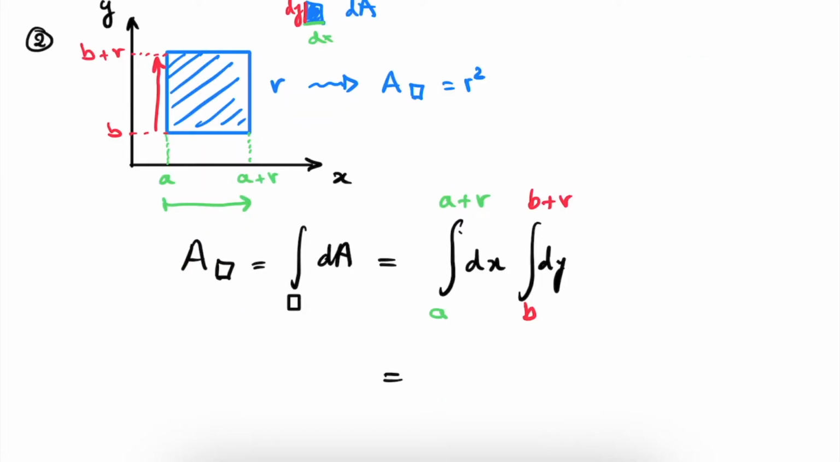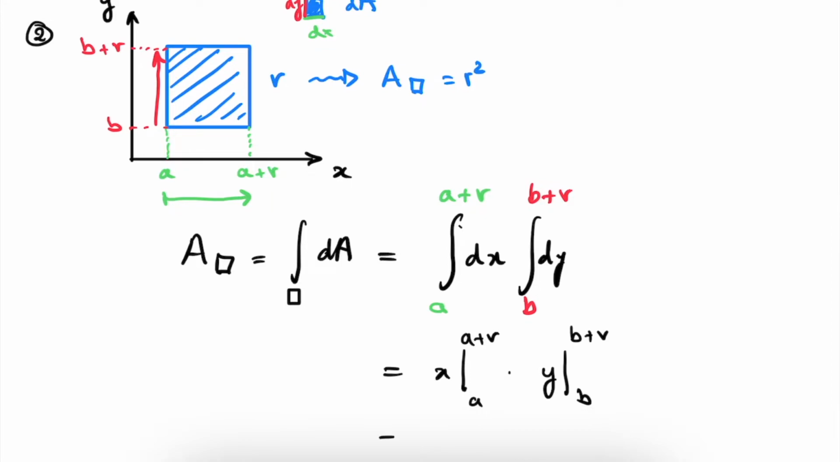We have that this is equal to x filled in the boundaries. The boundaries are a and a plus r. And we multiply this with y also filled in its boundaries, which are b and b plus r. This, of course, is simply equal to a plus r minus a multiplied by b plus r minus b. And we see that these a and b very conveniently drop out. And we are, of course, left with r times r, which is equal to r squared, which is the surface of a square.